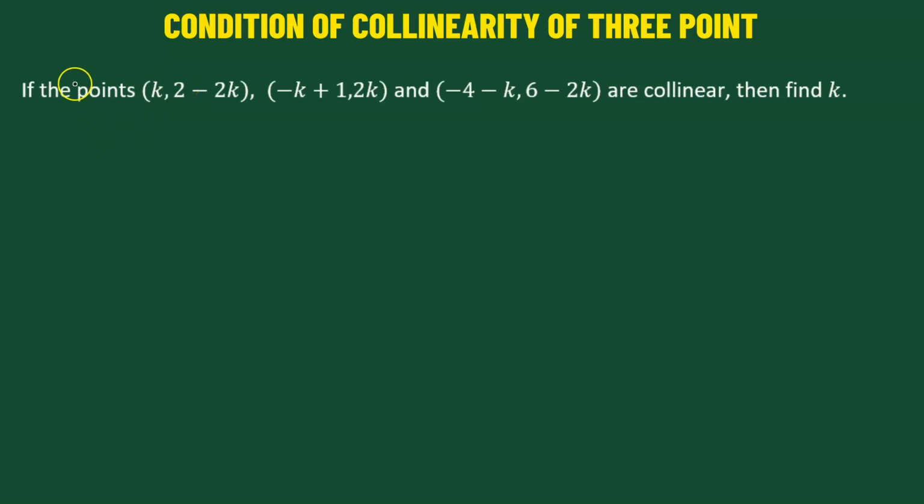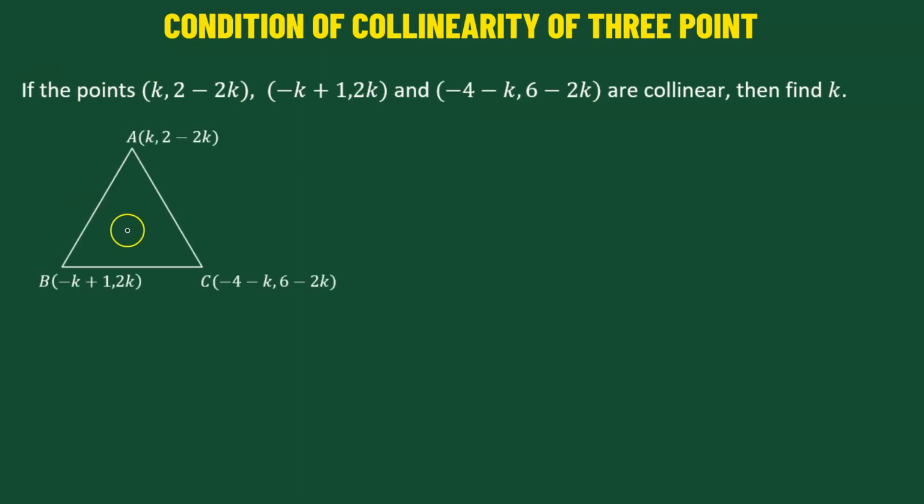First, we'll make an assumption that these 3 points are the coordinates of the vertices of a triangle. So if we have a triangle ABC, we denote the vertex A at the coordinate (k, 2 minus 2k), the coordinate of vertex B is (negative k plus 1, 2k), and the coordinate of vertex C is (negative 4 minus k, 6 minus 2k).